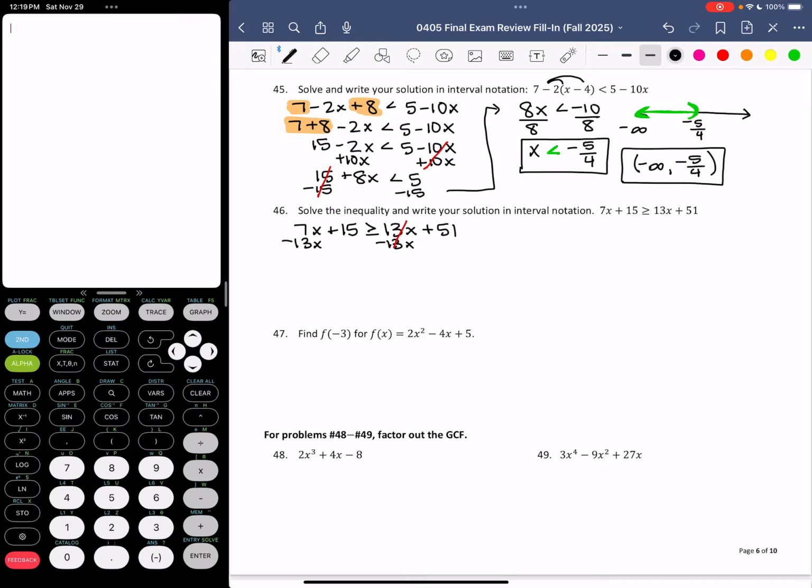So we are going to get now 7 minus 13. Again, if you need your calculator, then go ahead and do that. You get negative 6x plus 15 is greater than or equal to 51. So now we would subtract our 15 on both sides. So 51 minus 15 gives us 36. So we have negative 6x is greater than or equal to 36.